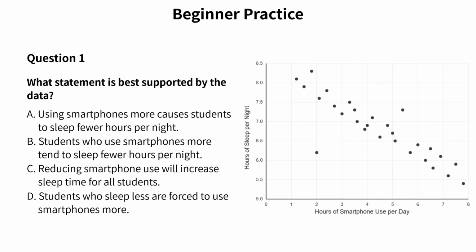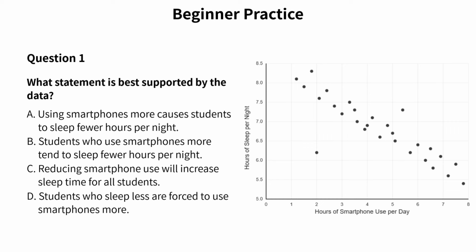Take a moment to study the scatterplot on the right. It shows the relationship between hours of smartphone use per day and hours of sleep per night. Now read the question carefully. Which statement is best supported by the data? Before you look at the answer choices, pause and ask yourself, what does this graph actually show? Do you see a relationship? Yes. Do you see a cause?